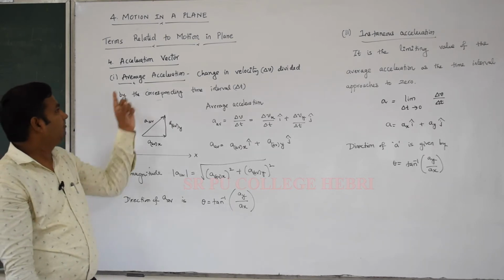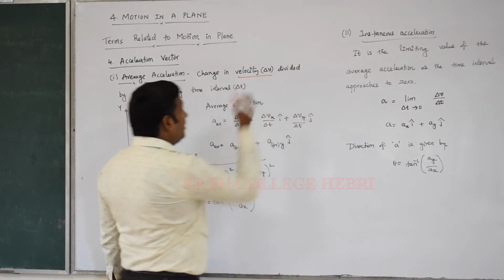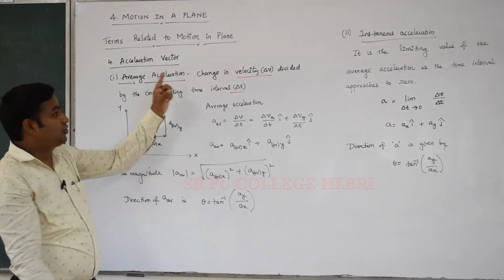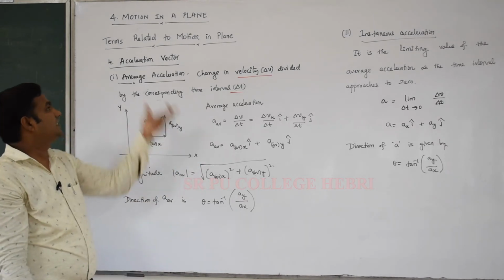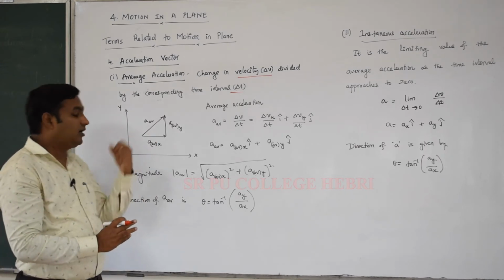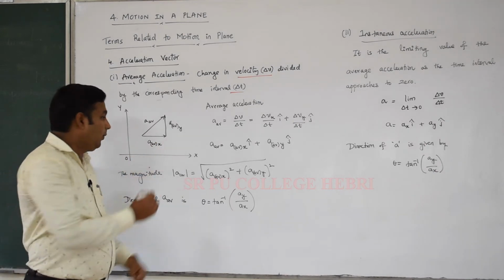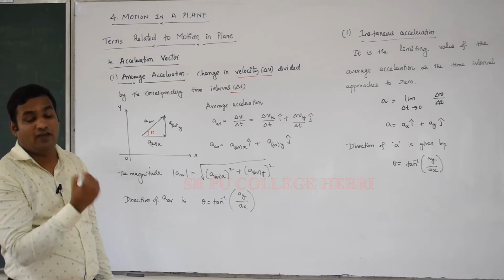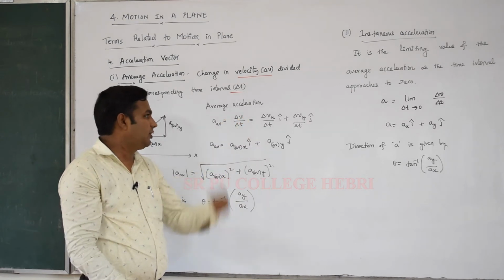Here the first important thing, average acceleration: the change in velocity that we take as delta v divided by the corresponding time interval, we call it delta t. The change in velocity delta v divided by the corresponding time interval delta t itself provides average acceleration. The graph is like this. In an xy plane, the particle is located, and it is resolved into two components. One is along x axis and the other is along y axis, with a suitable angle, we call it theta. Theta indicates the direction of average acceleration.